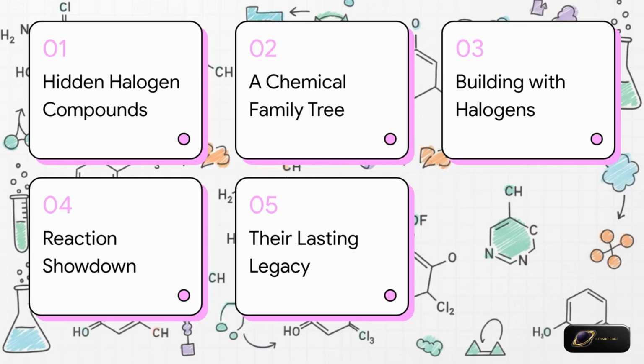All right, to really get a grip on this, here's our plan. We've already touched on their hidden impact. Next, we'll sort them into a kind of chemical family tree. Then we'll see how chemists actually build them. After that, it's the main event, a reaction showdown between two crucial mechanisms. And finally, we'll look at their lasting legacy, the good and the bad.